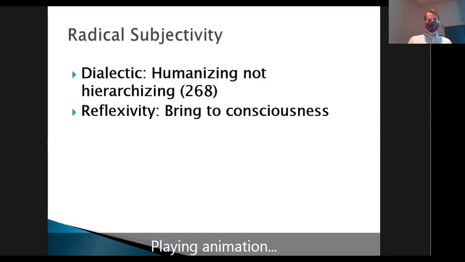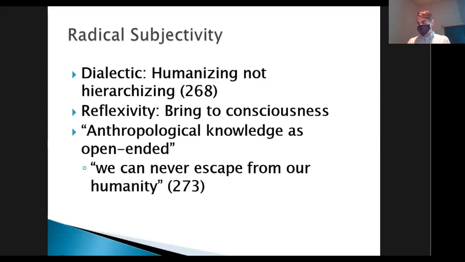And so Lavenda and Schultz end this section with, again, a kind of strange phrasing here. They talk about how anthropological knowledge is open-ended in the sense that it's ever changing and evolving as societies and people themselves change and proliferate. And they have this idea that we can never escape from our humanity to some point of view that would allow us to see human existence and human experience from the outside.